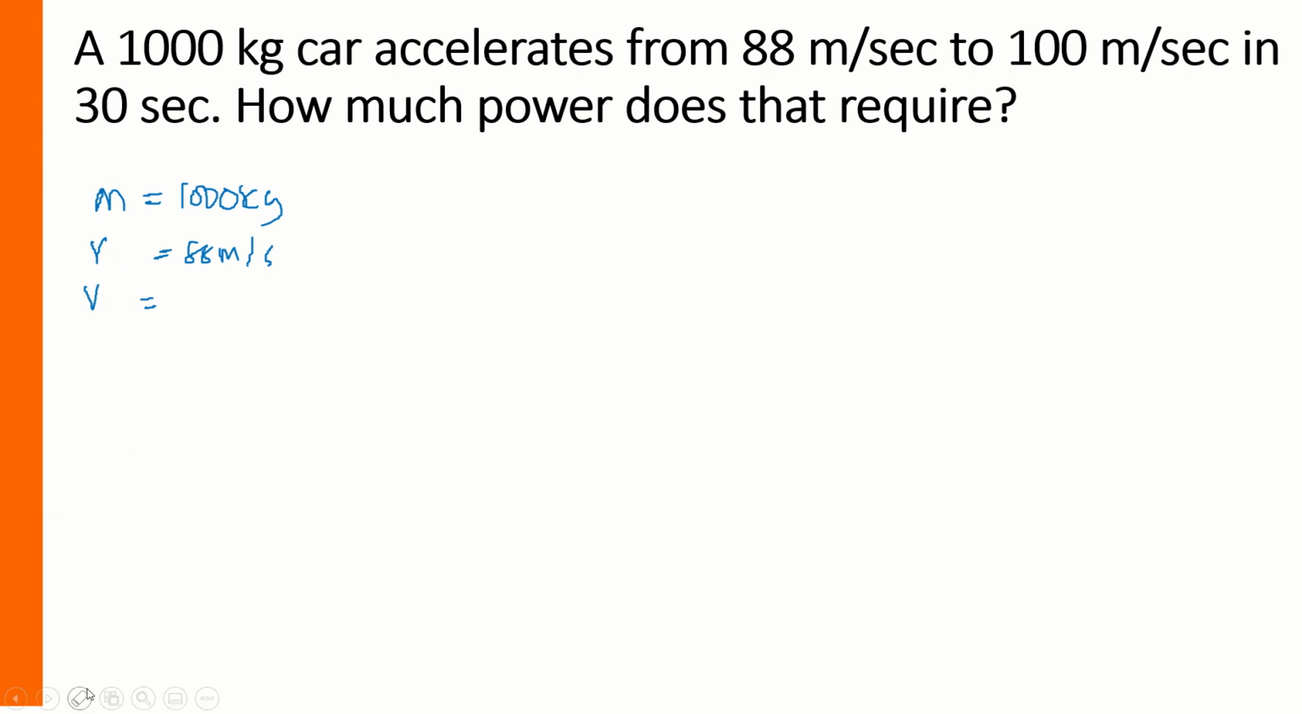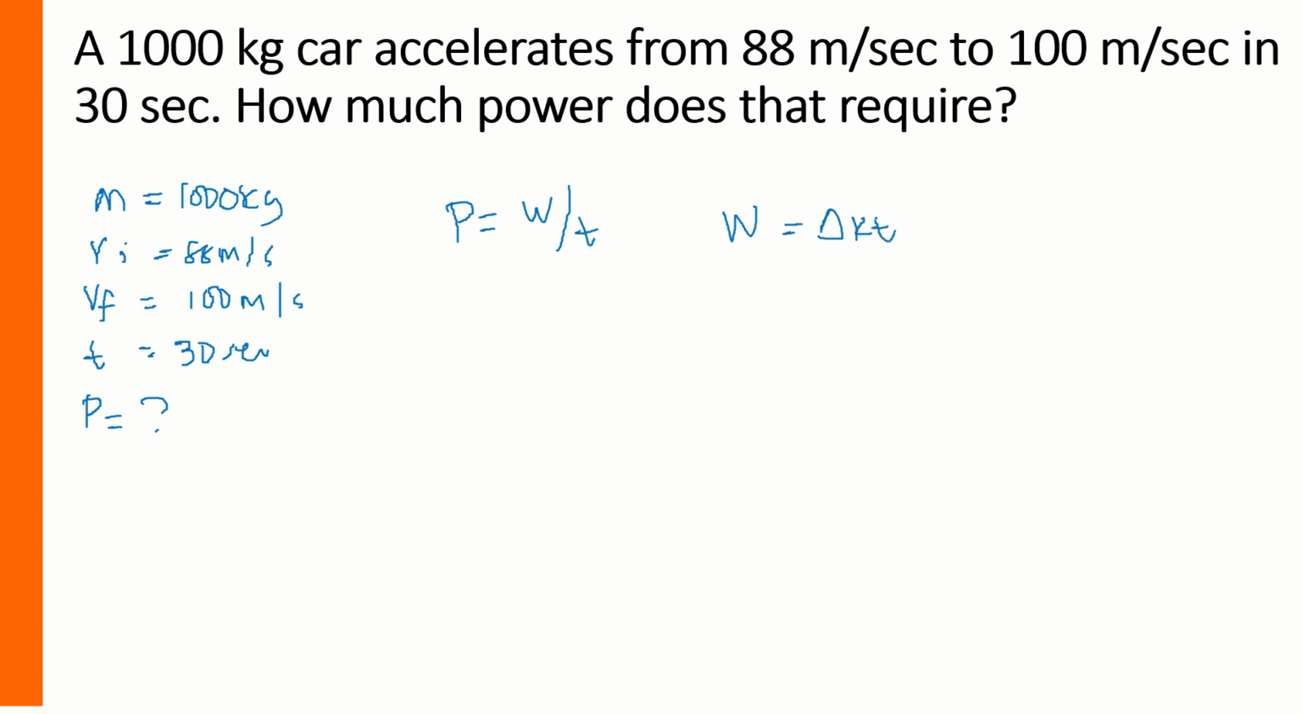Ayan. So, initial velocity is 88 and then final is 100 meters per second. And the time is 30 seconds. So, you're going to look for the power. Power is work over time or force times velocity, but obviously force cannot be solved here. Same with velocity dahil meron kang dalawa. So we're just going to use work as the change in kinetic energy.